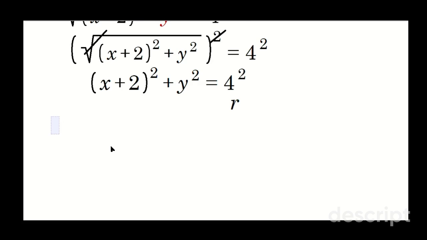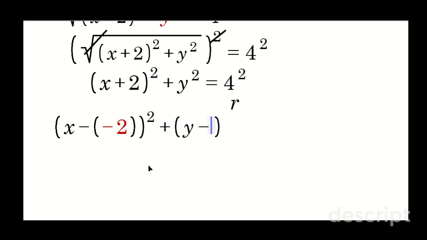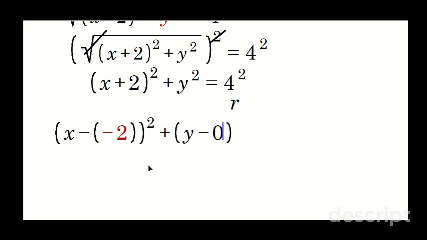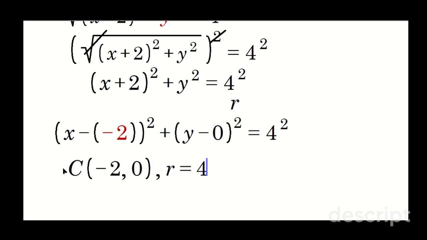Sometimes it helps if you write it this way, x minus negative 2, because this is the x-coordinate of the center, squared. And you can do it this way because two negatives make a positive, plus y minus 0, that's the y-coordinate of the center. You want to see it that way, even if you don't write it. And this is equal to 4 squared. Now we know this is a circle. The center C is negative 2 comma 0, and the radius is 4. So that's how you could now make a picture of the object.